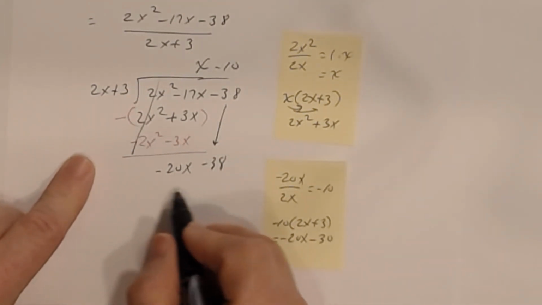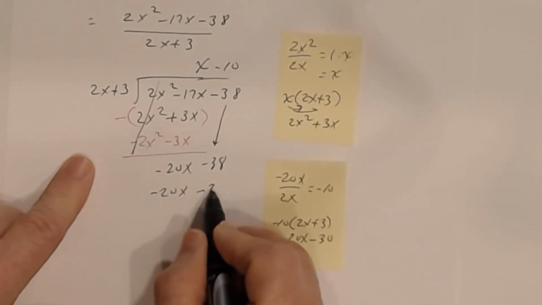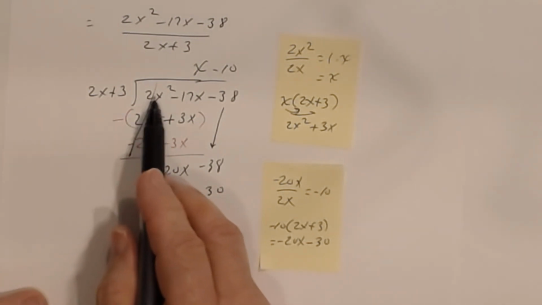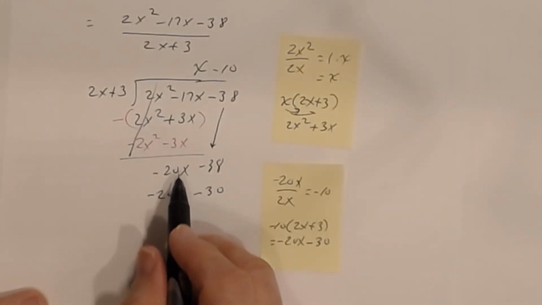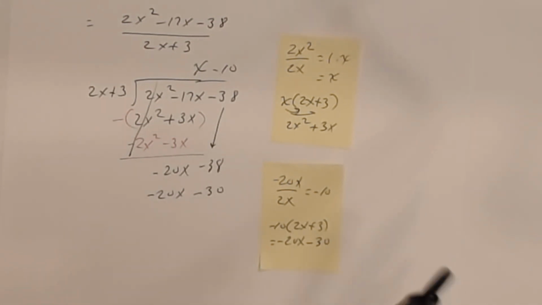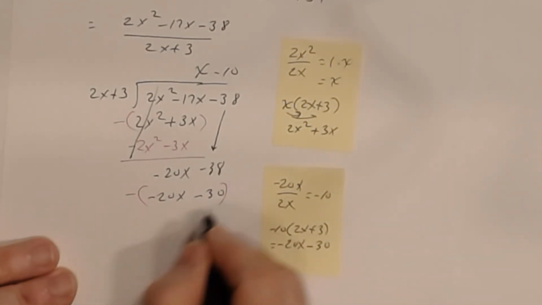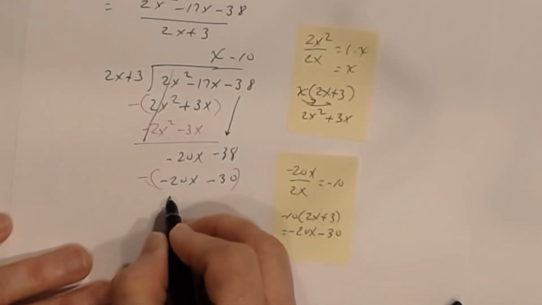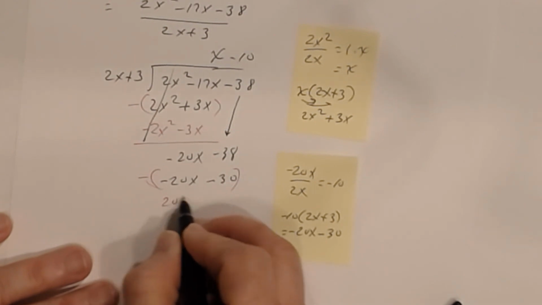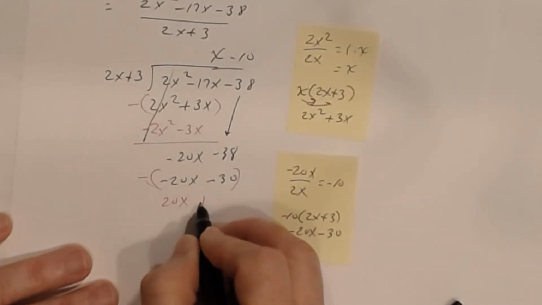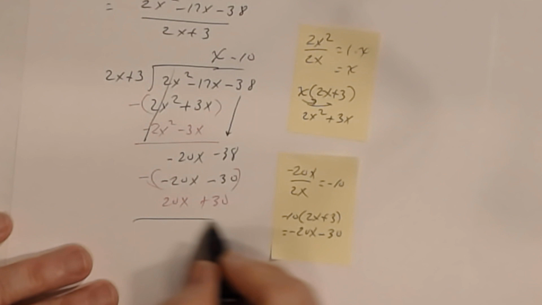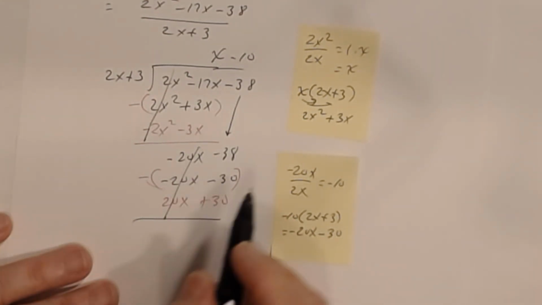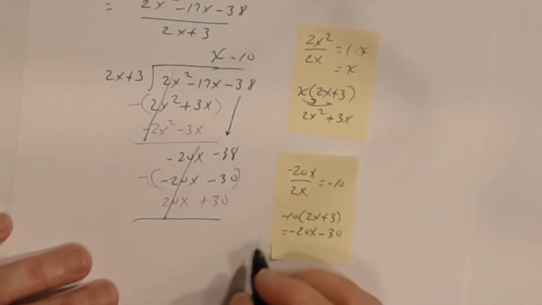So put that underneath. If you're doing this correctly, see how these are the same right here? 2x squared, negative 20x. That's what needs to happen. So now if you subtract and rewrite this, the opposite of a negative 20x is a positive 20x. The opposite of a negative 30 is a positive 30. And then you get this, a negative 20x and a positive 20x is 0. Negative 38 and a positive 30 is a negative 8.